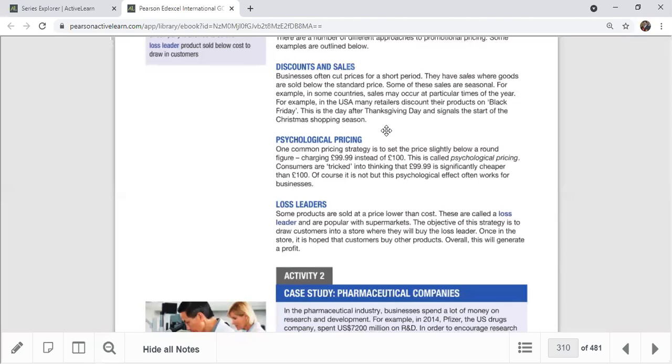You can see online now there are so many options, like Cyber Monday, Black Friday, deals are going on like that. So that is discount and sales they are giving for a particular seasonal offer.